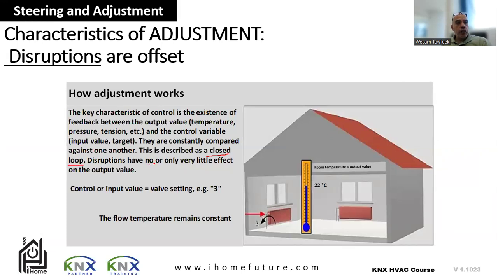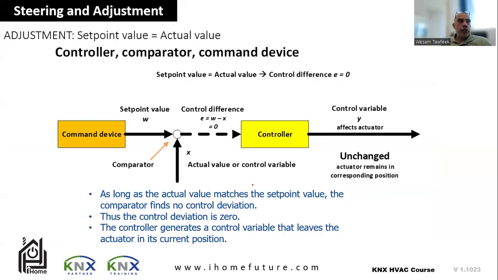Disruptions have no or only very little effect on the output value. So they're not really affecting the room temperature because I'm offsetting them. My thermostat and my system is an adjusting system, working as a closed loop. So the flow temperature remains constant. This is the main difference between adjusting and steering. So in this way, adjustment: set point, actual value.